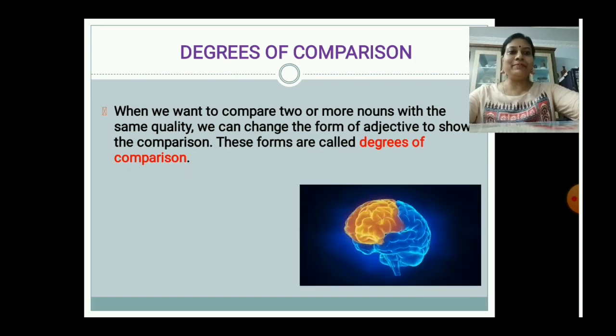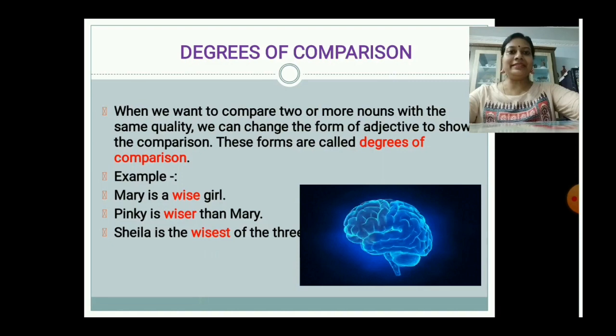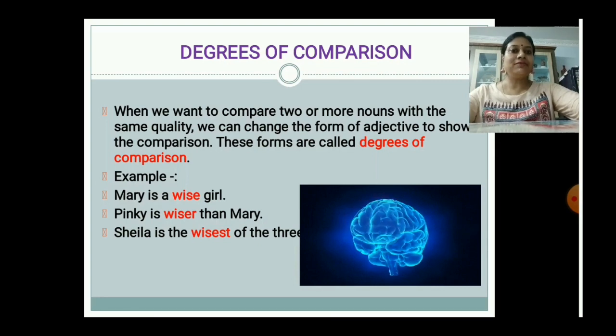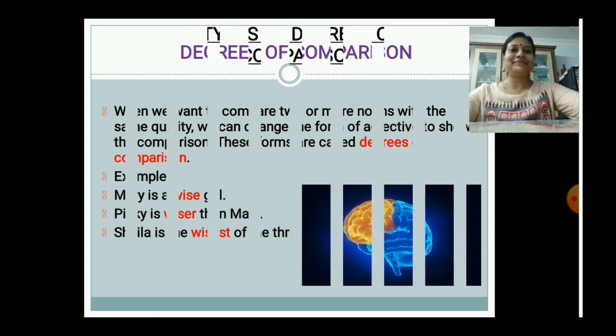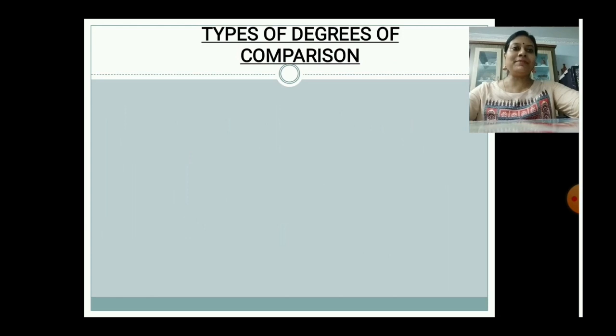For example, Mary is a wise girl. Pinky is wiser than Mary. Sheila is the wisest of the three. So in the above sentences, we can see that adjectives change in form. That is wise, wiser, wisest. There are three types of degrees of comparison. Let us see what they are.